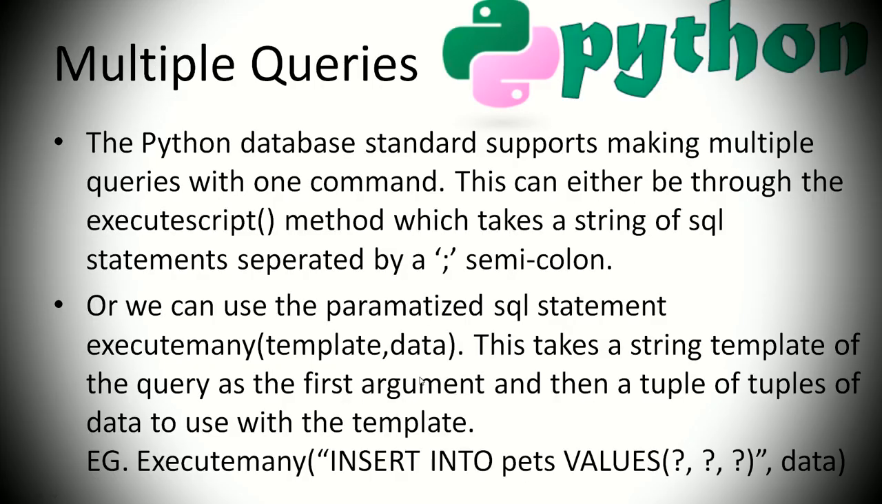Now let's look at making multiple queries. The Python database standard allows us to make multiple queries using the method executescript, which takes a string of queries separated with a semicolon, which if you've worked with SQL before will be quite familiar. We are also provided with the executemany method, which takes a tuple of tuples to allow us to use as data in a string template.